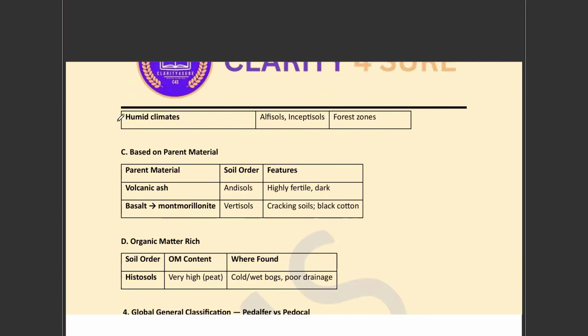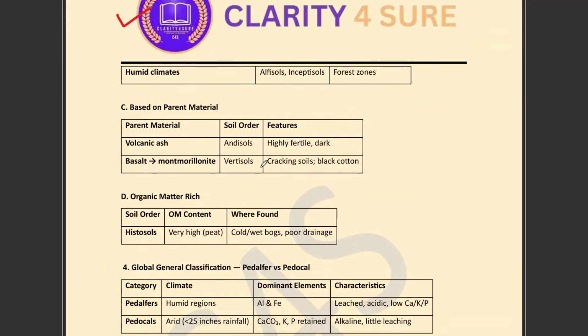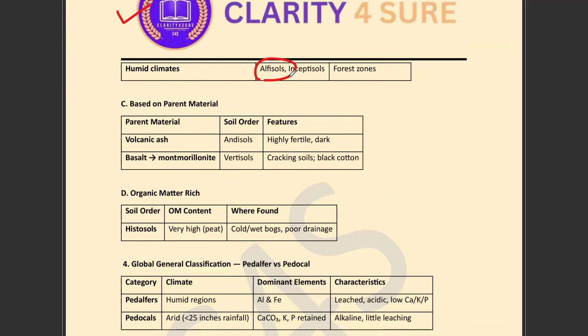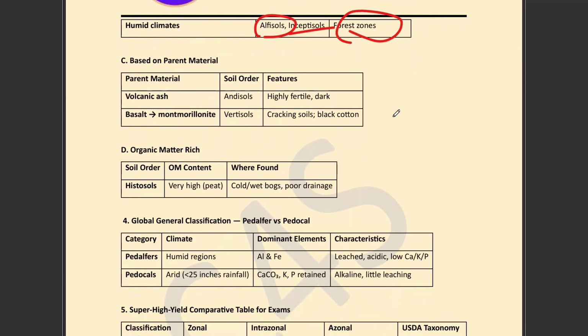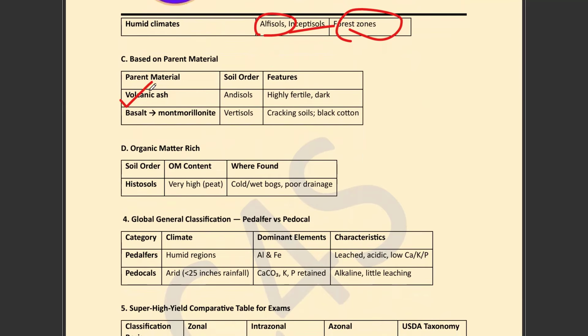And we also have humid climates, where we have Alfisols and Inceptisols, which are seen in forest zones. Next, based on the parent material, it can be volcanic ash or basalt. So the soil orders are Andisols and Vertisols. We saw Vertisols, which have cracking soils and black cotton soil. And volcanic ash we saw in the Andisols, which are highly fertile and dark.